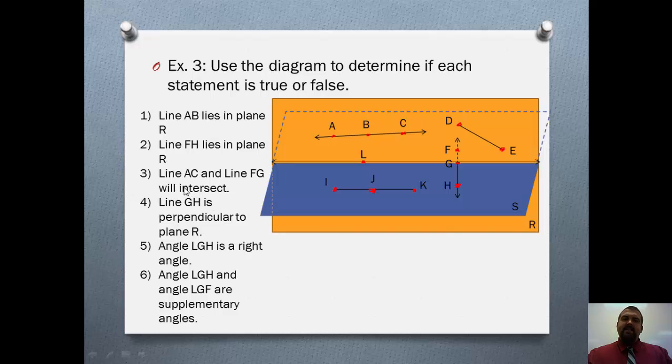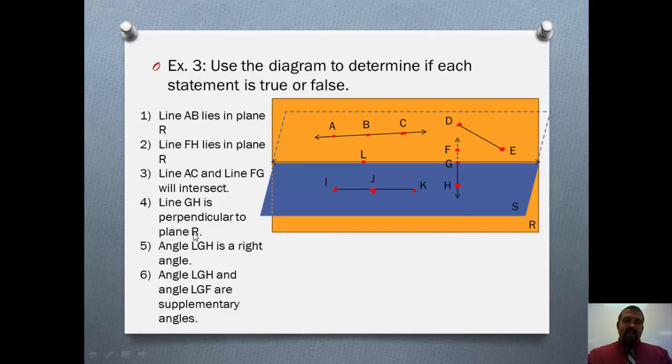3. Line AC and line FG will intersect. Well, we've already said that line AB is in plane R, and we've already said that line FH is in plane S. The only way they would intersect is if they both go through point G here. And line AB is nowhere near point G, therefore false. Even though it looks like they might cross, they actually will not.